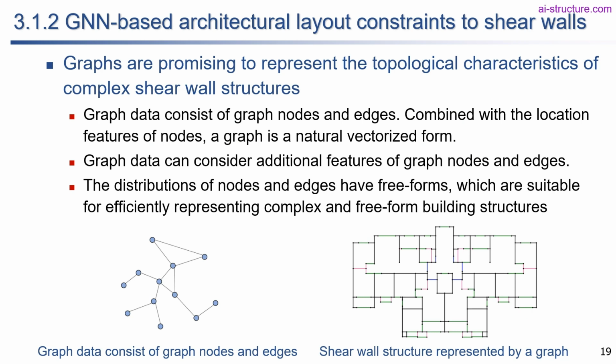Unlike image representation, graph representation can effectively reflect the topological property of the structure while also embedding geometric features such as coordinates into the node and edge features of the graph, thereby realizing the geometric topological feature coupling of architectural structure design. As a result, we design the shear wall structure using graph representation and a graph neural network.